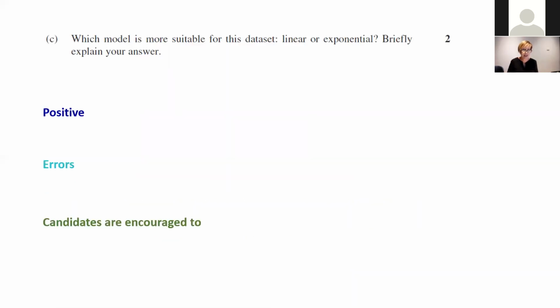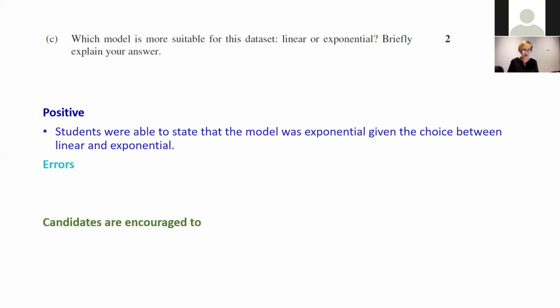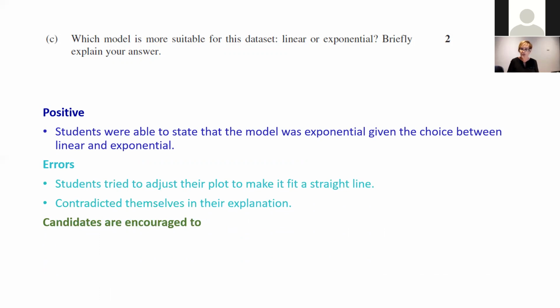In part C, they had to say which model was more suitable for the data set, linear or exponential, and explain their answer. Fortunately, many students were able to state that the model was exponential, given the choice between linear and exponential. Some of the students tried to adjust their plot to make it look like a straight line, and then say it was a straight line. They then contradicted themselves in their explanation.